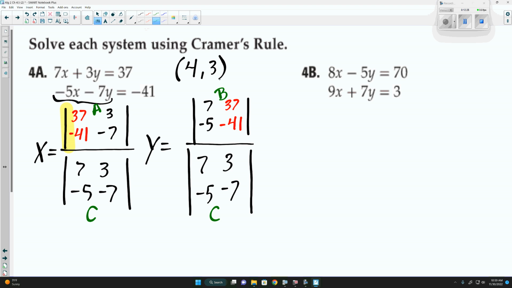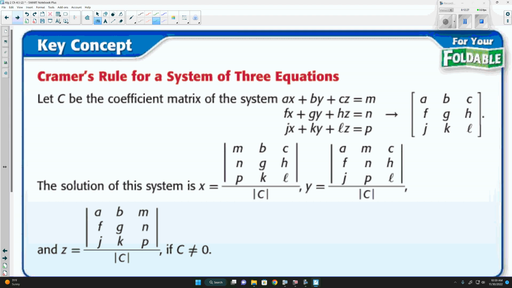Now, we can also do this with a 3-variable system of equations. But the 3-variable system of equations actually isn't any different than what we just did. The setup, all the steps are the exact same, but instead of having 2 by 2, we're going to have a 3 by 3.